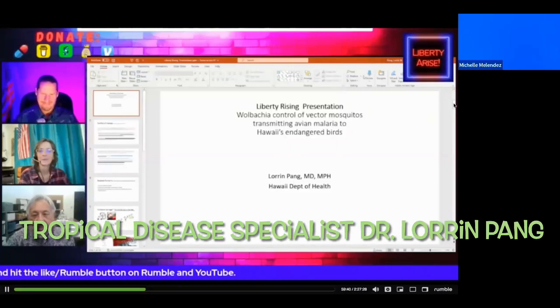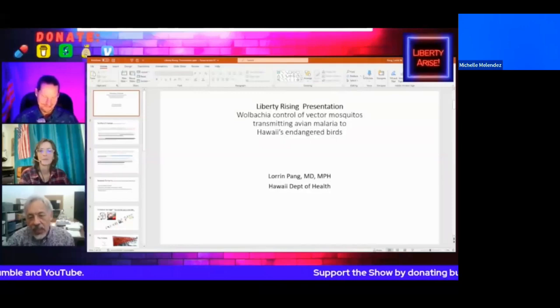Wolbachia is being used to control vector mosquitoes, which transmit avian malaria to Hawaii's endangered bird.